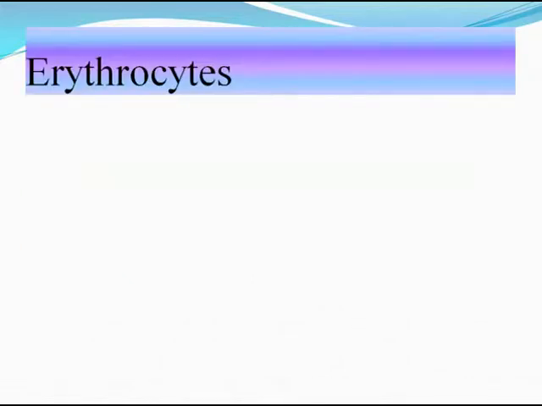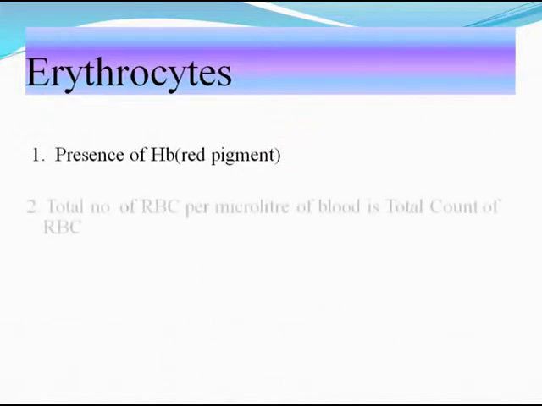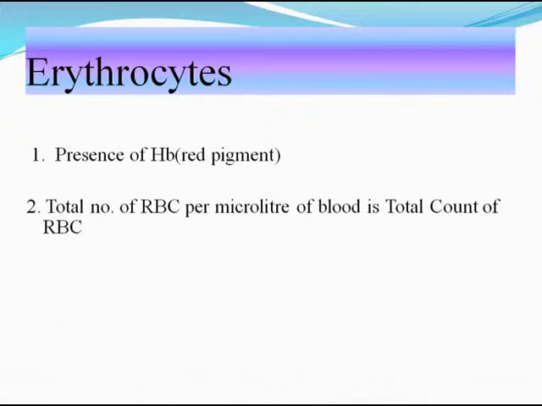Erythrocytes. The main characteristic of erythrocytes is the presence of hemoglobin, that is a red pigment. Hemoglobin is a red pigment. It gives blood its red color. It carries oxygen in the blood. Secondly, the total number of RBC per microliter of blood is the total count of RBC.